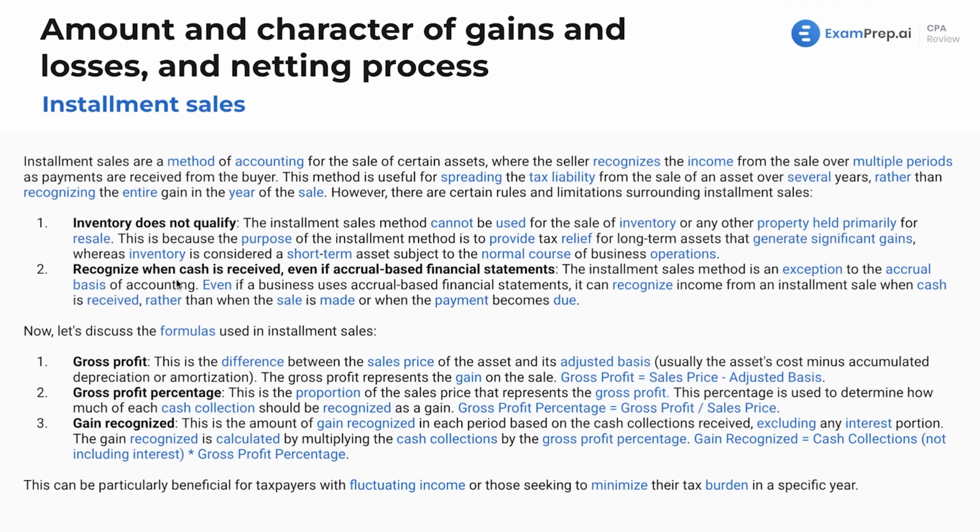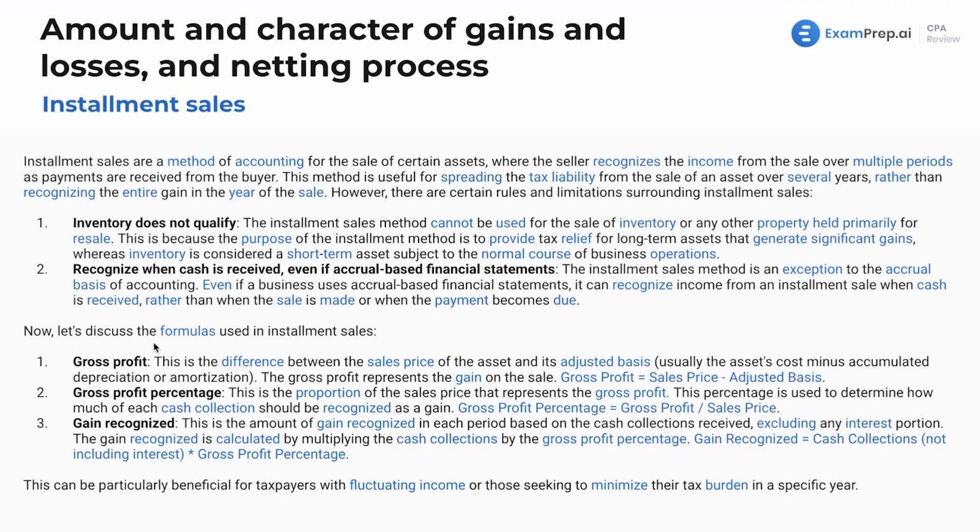And then recognizing when cash is received, even if accrual-based financial statements, the installment sales method is an exception to the accrual basis of accounting. Even if a business uses accrual-based financial statements, it can recognize income from an installment sale when cash is received rather than when the sale is made or when the payment becomes due. This is a great point that I like to bring up. This is why you should not take the financial exam tied right back to back with reg. There are many differences, and you'll see installment sales on both exams, and there's different rules, different ways to approach it, which is my advice to not take those exams back to back. Give yourself time to kind of decompress and forget the rules and relearn them a different way.